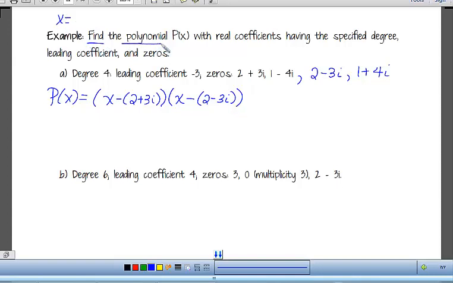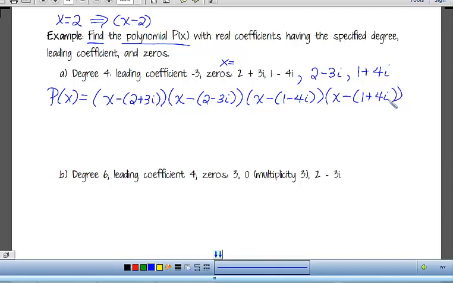Well, they ask us to find the polynomial. So we're trying to find the polynomial function that has these things as zeros. That's exactly right. If we said, like she was saying, x equals 2, that implies that x minus 2 is a factor. And so here we have x equals 2 plus 3i, so x minus (2 plus 3i) is a factor. x minus (2 minus 3i) is a factor. And we have x minus (1 minus 4i), and then x minus (1 plus 4i). And they told us that it had a leading coefficient of negative 3, so we can just put that out front, negative 3.